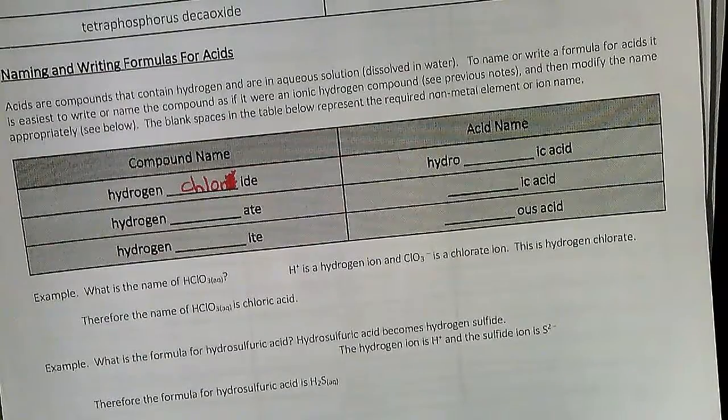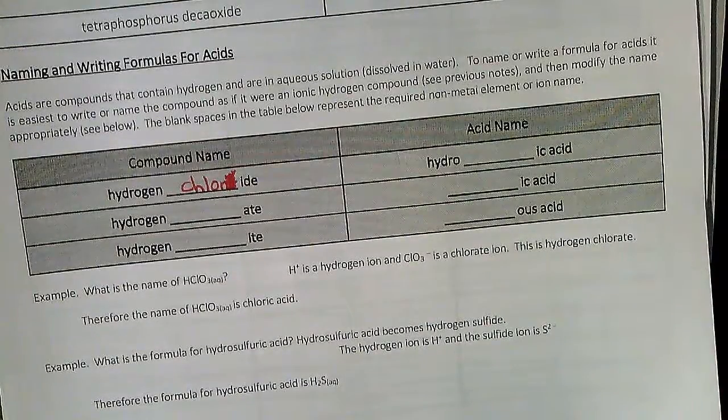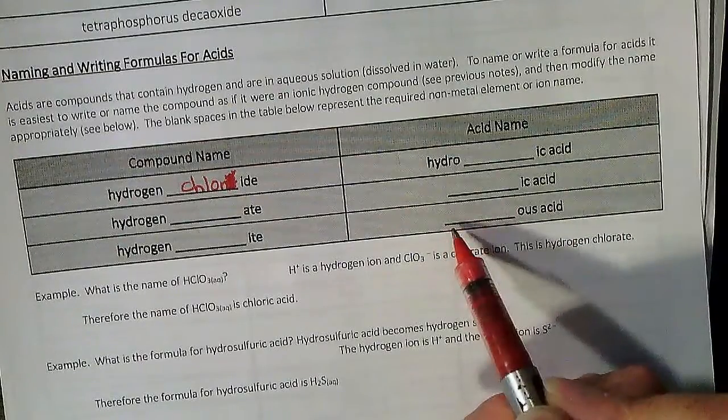And so this is a method that you are going to need to remember. And so you just have to remember that ides do one thing, ates do another thing, and ites become this type of acid name.